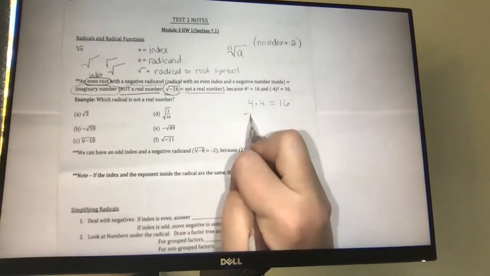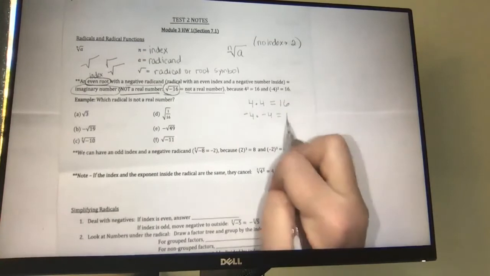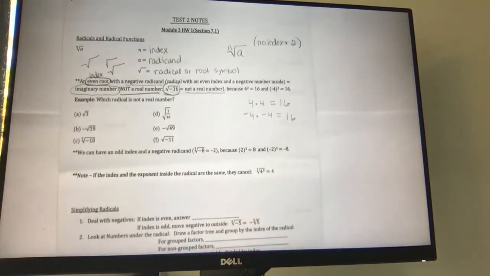Well, what if I try negative 4? If I multiply negative 4 by itself twice, I still get positive 16. There is no way for me to take a number and multiply it by itself twice and get negative 16. It's just not possible. That's where the little i comes in.